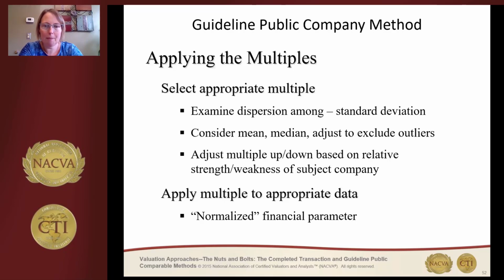Then you want to adjust the multiple up and down based on relative strengths and weaknesses of the company. So we said, go back to the 1.2 for a CPA firm. I'm saying that makes sense, right? But maybe the CPA firm I'm looking at today is not run that well. Maybe I know that the depth of management is not very good, or the client base is not very stable or something like that. So I might want to adjust that multiple up or down based on those factors. We want to apply the multiple to appropriate data, our normalized data.